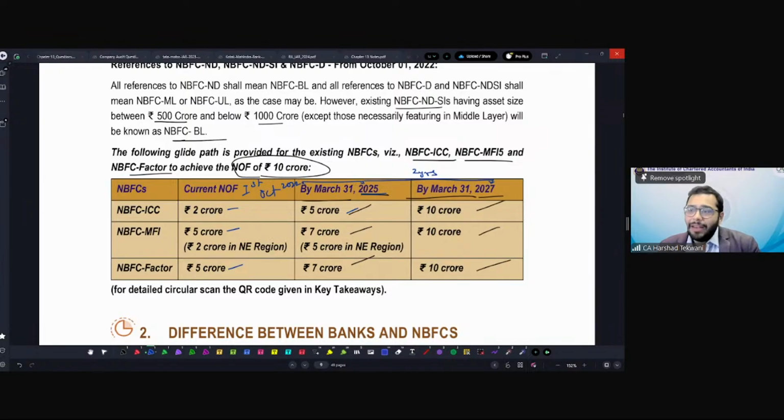Now, quickly, can anyone tell me whether Indian accounting standards, Ind AS, are applicable to NBFCs or not? Okay, Ginny. Quickly, guys, whether Ind AS is applicable to NBFCs or not? Anyone else? Whether Ind AS is applicable to the NBFC or not?